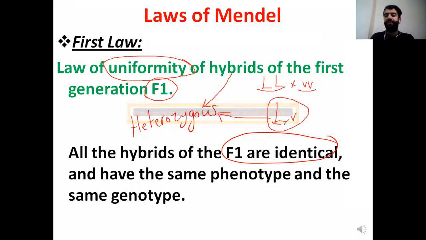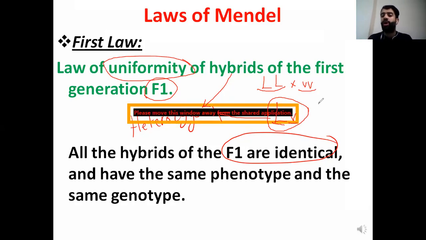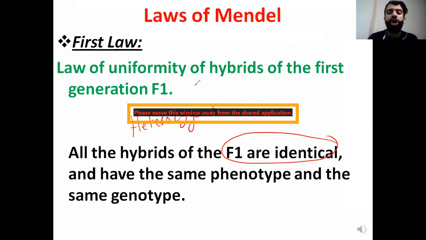Why? Because we have 2 different types of gametes. They are heterozygous, but all the F1 are identical. They have the same genotype, Lv, and they have the same phenotype, which means that all of them have long wings. So this is the case of the law of uniformity of the F1, meaning that all of them have the same phenotype and the same genotype.